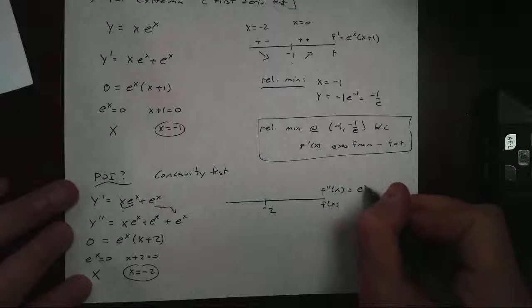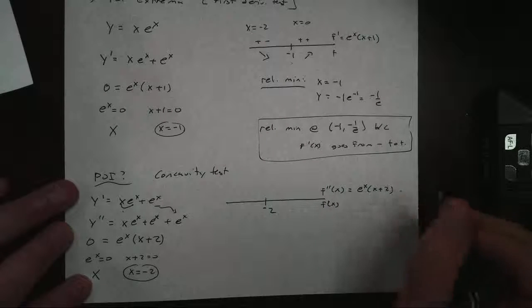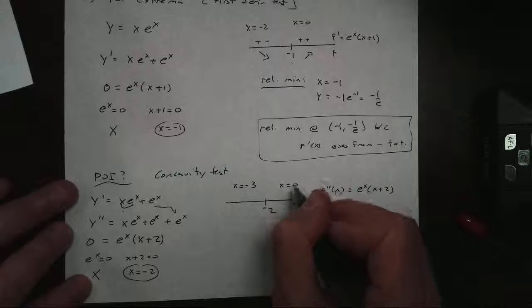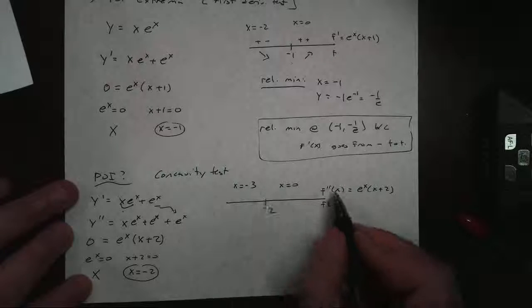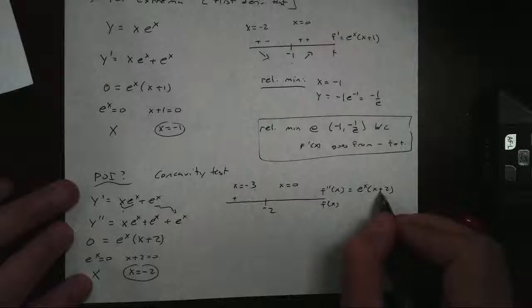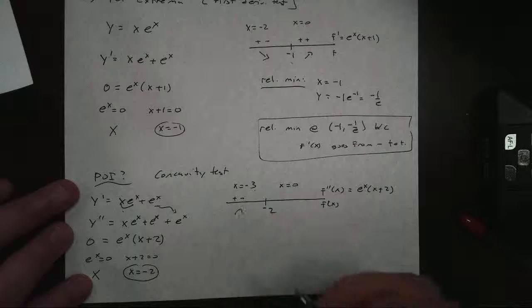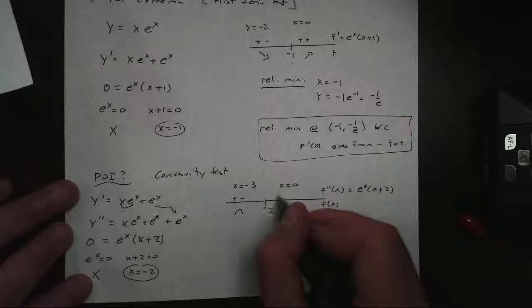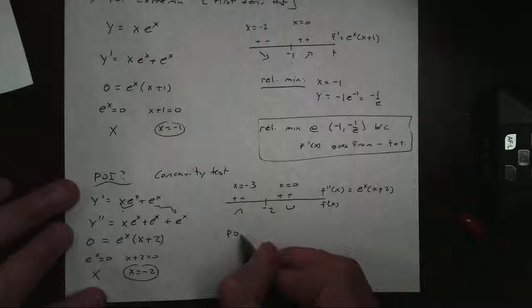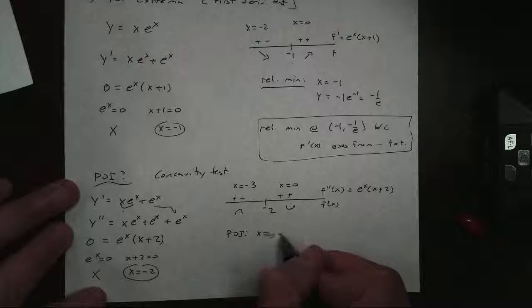Again, I'm going to use my second derivative test, so I'm going to plug into the second derivative. Over here, I might take something like negative 3. Over here, again, 0. If I plug in negative 3, again, e to the x is always positive here. Plug in negative 3 to the second one, I get a negative, so it's concave down. 0, I get a positive, so it's concave up. So I have a point of inflection at x equals negative 2.